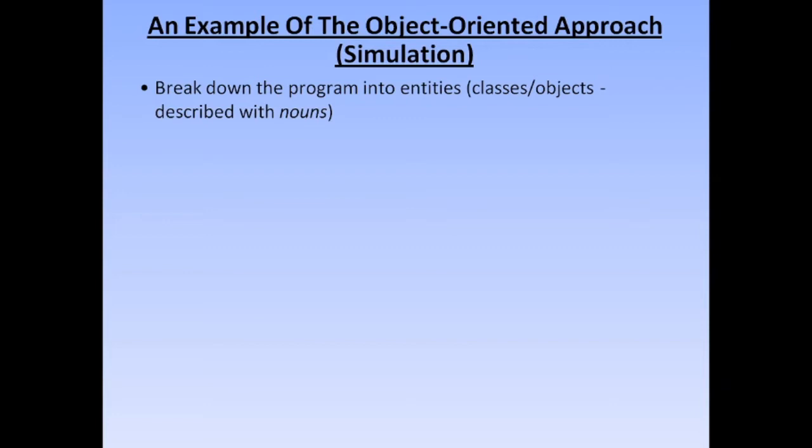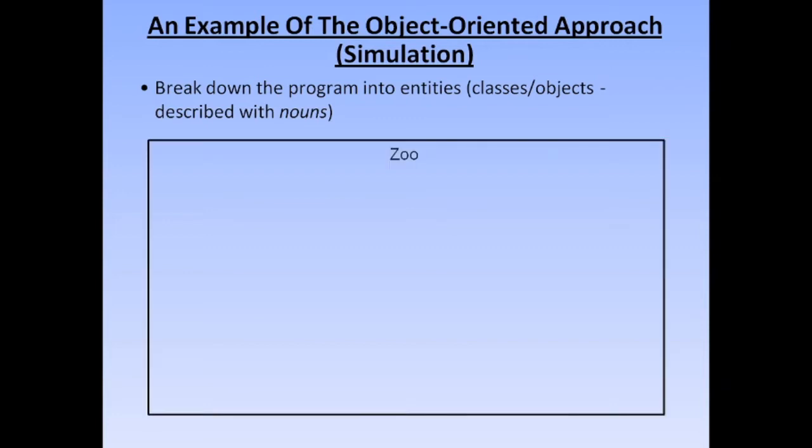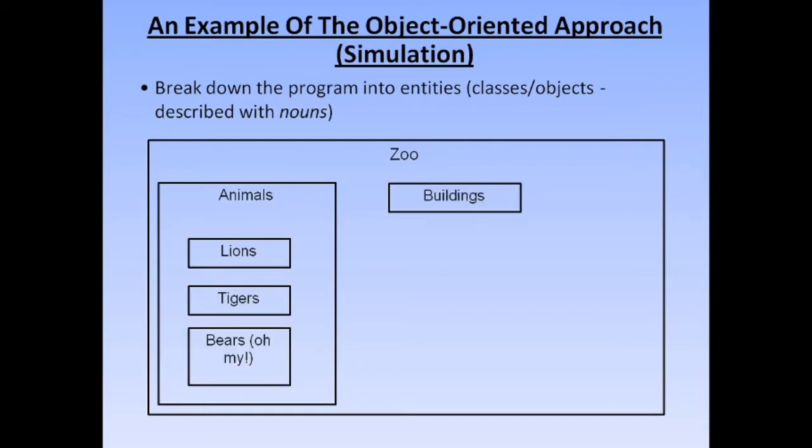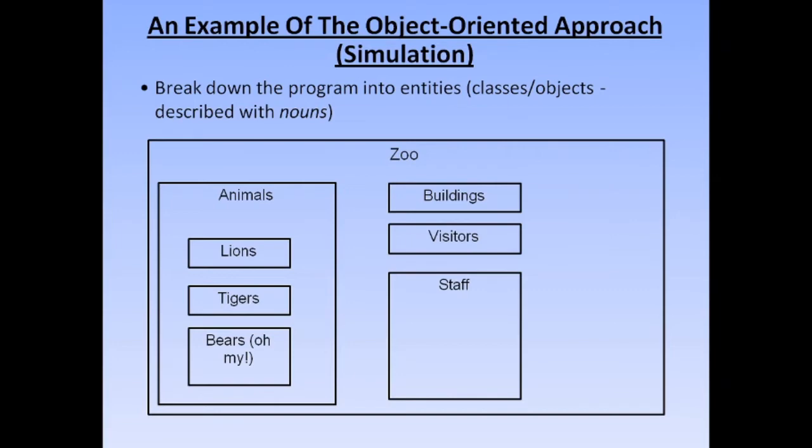A breakdown approach is an example of the object-oriented programming approach. For example, in a zoo, there are animals, and in animals there can be lions, tigers, bears. In the case of a building, this building is an object. Now visitors are objects, staff, and inside the staff there will be admin, animal care, etc.